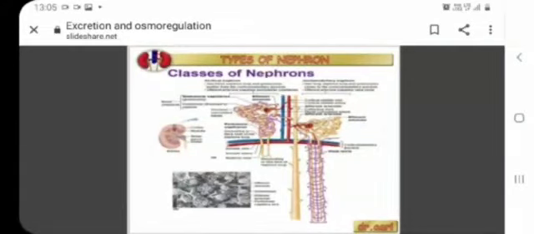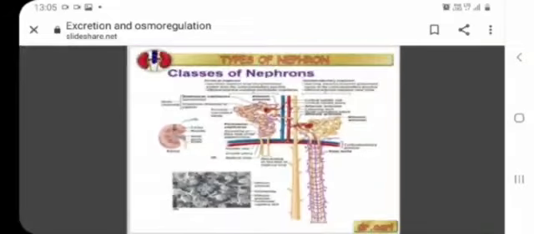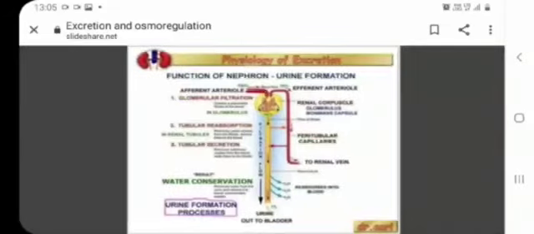There are two classes of nephron, as I have already mentioned, one present in the cortical region and the other present in the junction between the cortex and the medulla, known as the juxtamedullary nephron.